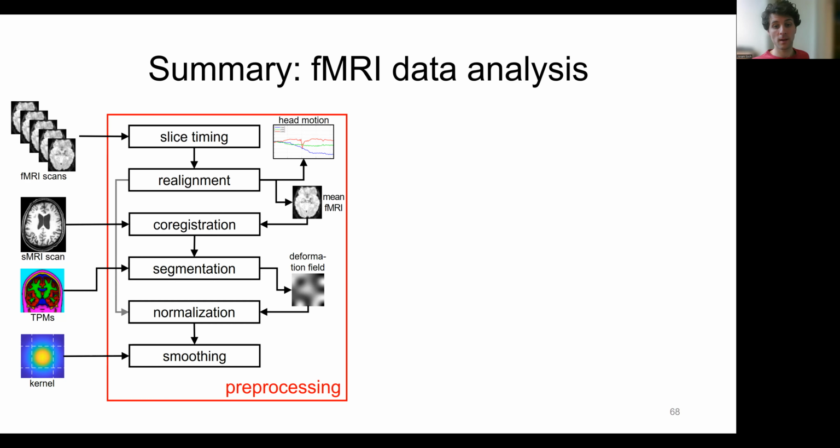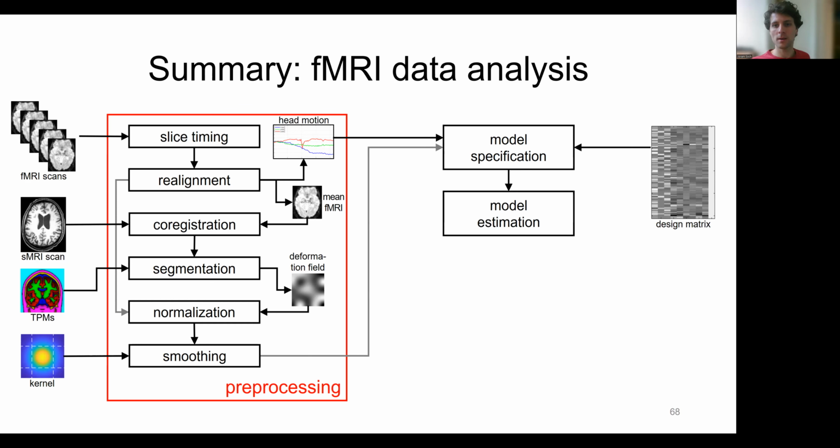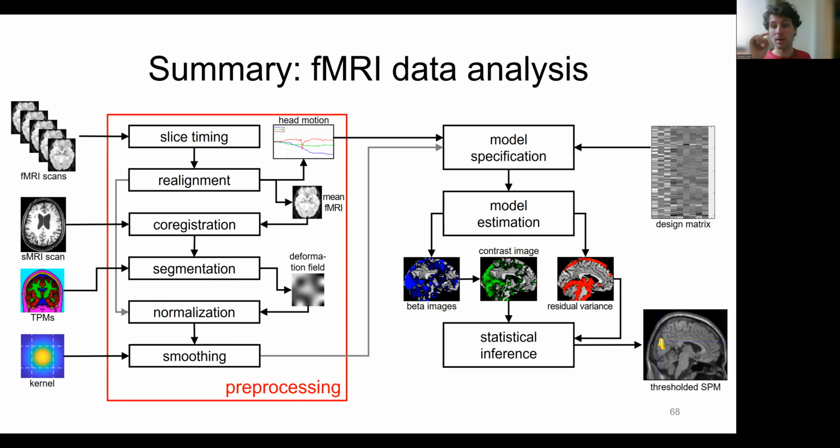The pre-processed fMRI scans are then taken for model specification, which consists of A, a design matrix, which includes knowledge about the experimental conditions and what has happened during the experiment, and B, nuisance variables such as the head motion parameters. This statistical model is then estimated, which gives us beta images quantifying the influence that experimental conditions have on signal, as well as estimates of the residual variance. And from beta images, we can calculate contrast images, and the contrast images together with the residual variance enter statistical inference, which allows us to obtain thresholded statistical parametric maps from which we can make conclusions about the association of brain areas and cognitive function.